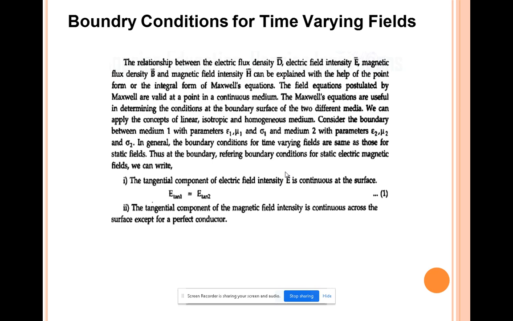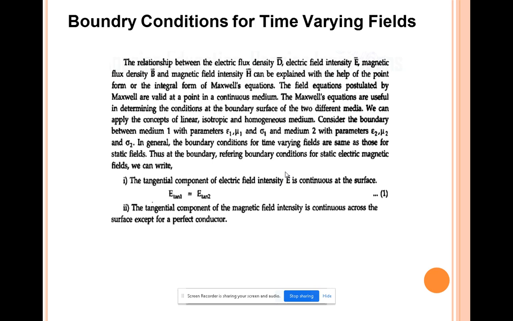Thus, at the boundary, referring to boundary conditions for static electric and magnetic fields, we can write two conditions. First, the tangential component of electric field intensity is continuous at the surface. So the tangential component of electric field is continuous. அதனால தான் we write it as E tan 1 equal to E tan 2. ரெண்டு மீடியம்க்கும் same.